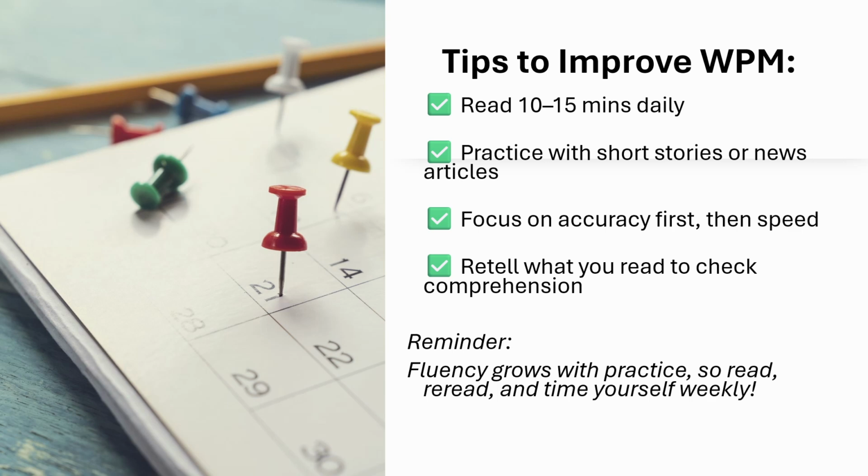Please start with the time short and the content should also be short. Focus on accuracy first, then speed. Speed is not important while they are decoding and learning how to enunciate and pronounce their words. Retell what you have read. Just ask them about the main idea. Remember, fluency grows with practice, so encourage them to read and reread their work.